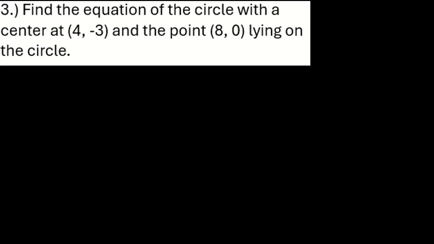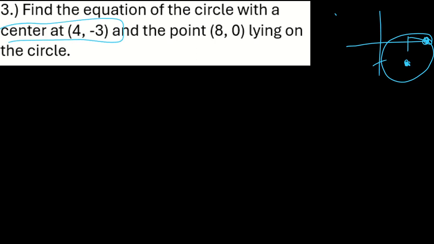Okay, so for problem 3, it says find the equation of the circle with a center at (4, -3) and the point (8, 0) lying on the circle. So graphically, what is it that we're looking at? Well, (4, -3) is going to be to the right 4 and down 3, so it's somewhere right there. And then (8, 0), well, that's way over there. And so you imagine this circle, we're saying the point (8, 0) is on the outside edge, and there's my center.